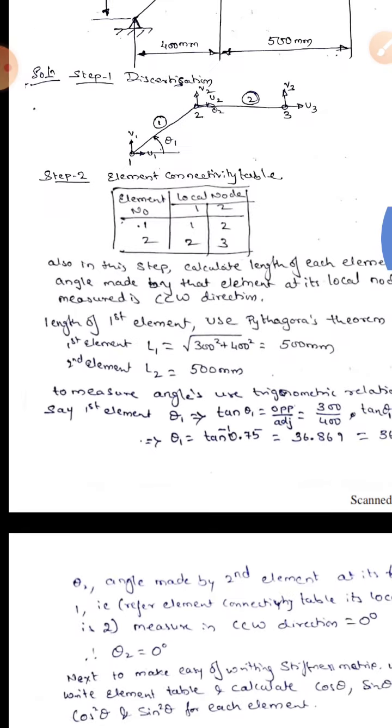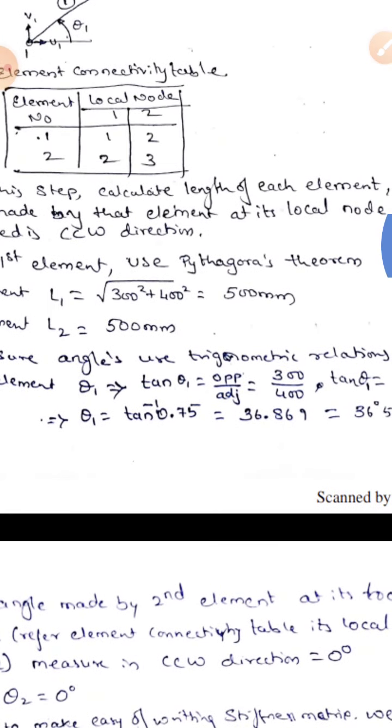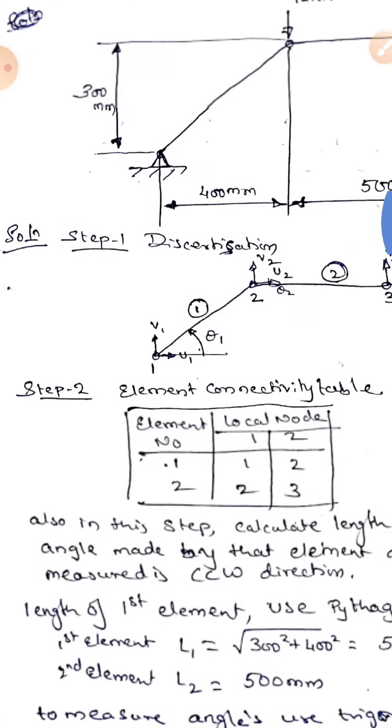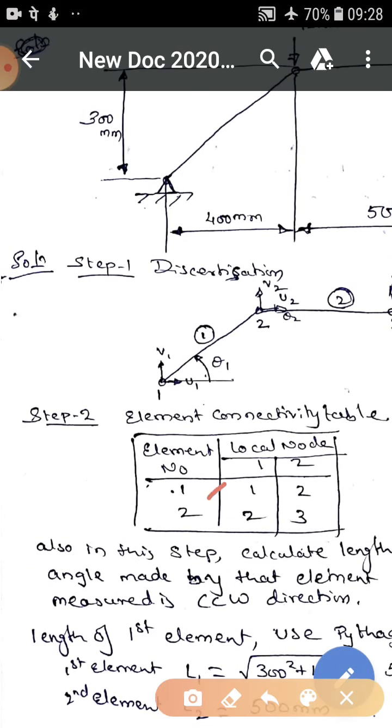Next, to measure the angle, we will use trigonometric relations. You can use different methods also. One method which I see as simple and useful is trigonometric relations. That is theta 1. For theta 1, I said you have to measure the angle of this element 1 at node 1. This is my node 1 and this is my node 2. This is my angle theta 1.